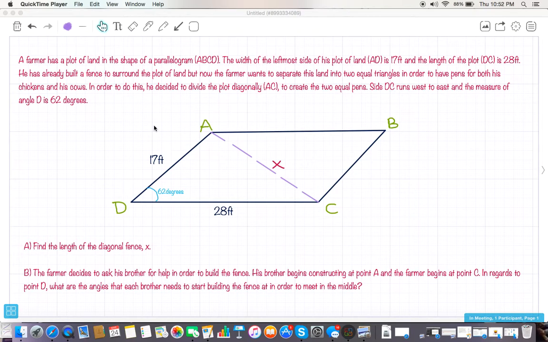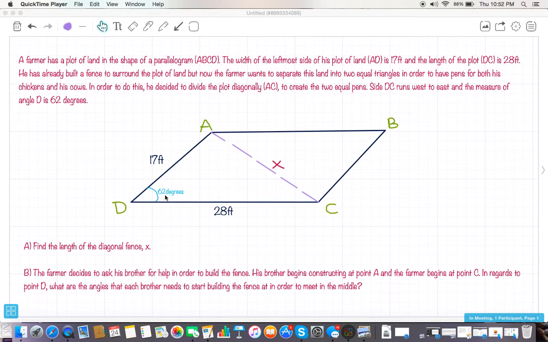A farmer has a plot of land in the shape of a parallelogram as shown below, A, B, C, D. The farmer wants to separate this land into two equal triangles in order to have pens for both his cows and chickens. He has already built a fence to surround the plot of land. The width of AD is 17 feet and the length of DC is 28 feet.